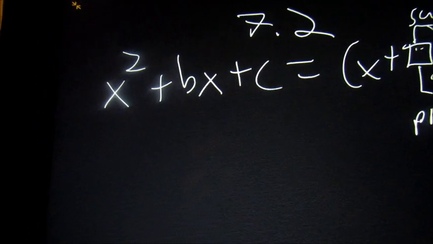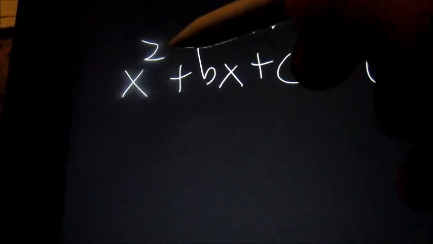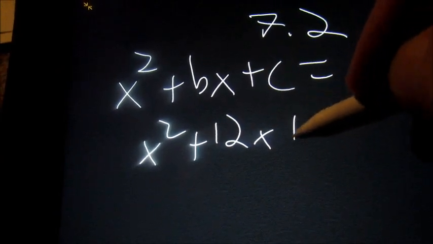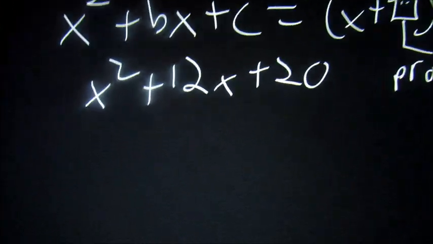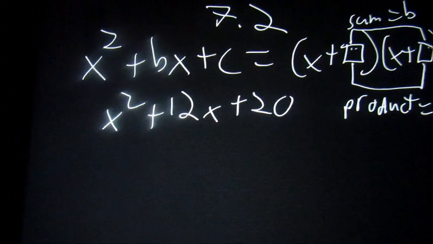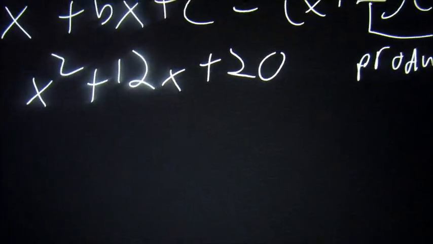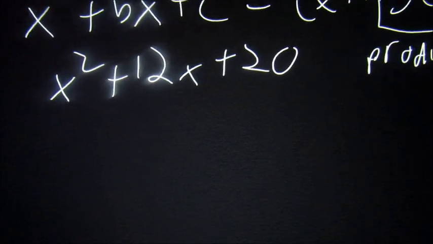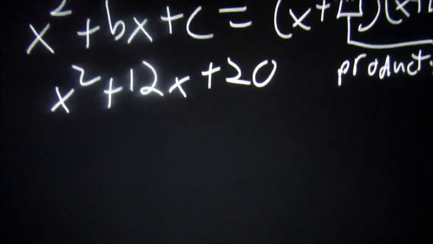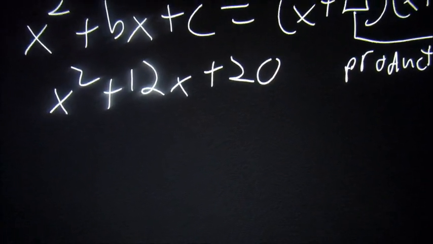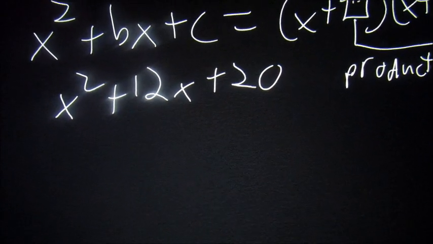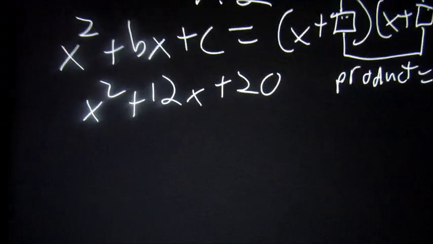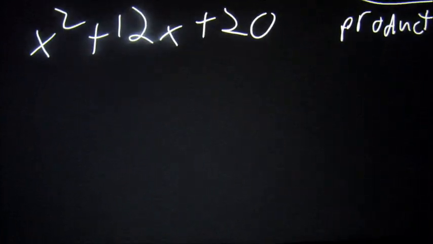So an example here would be x squared plus 12x plus 20. One way that we can do these is find all of the factors that exist for 20. And you're always going to start with 1. So it's going to be 1 times 20. Then you're going to see if 2 works, and then 3, and then 4, and then 5. And then you're going to keep going until you catch up to yourself. And I'll show you what I mean by catching up to yourself.